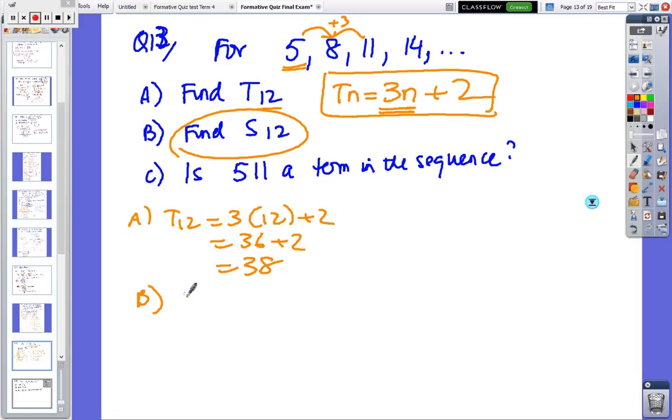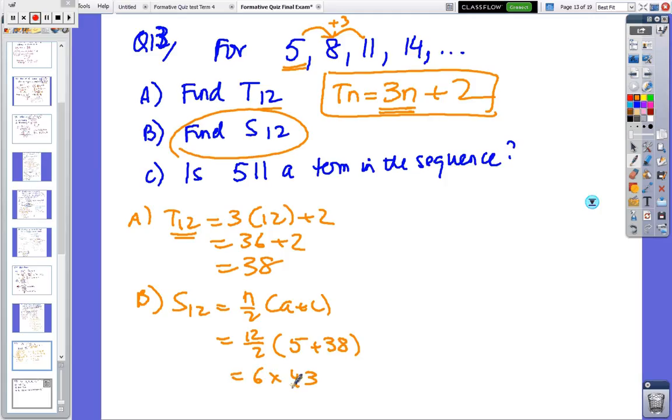B, S12. So to find S12, we'll go n on 2 times first plus last, because we've just calculated the last term. So the 12 terms on 2, the first term is 5, the last term is 38. So we get 6 times 43. 6 3s are 18, 6 4s are 24, so the answer is 258.